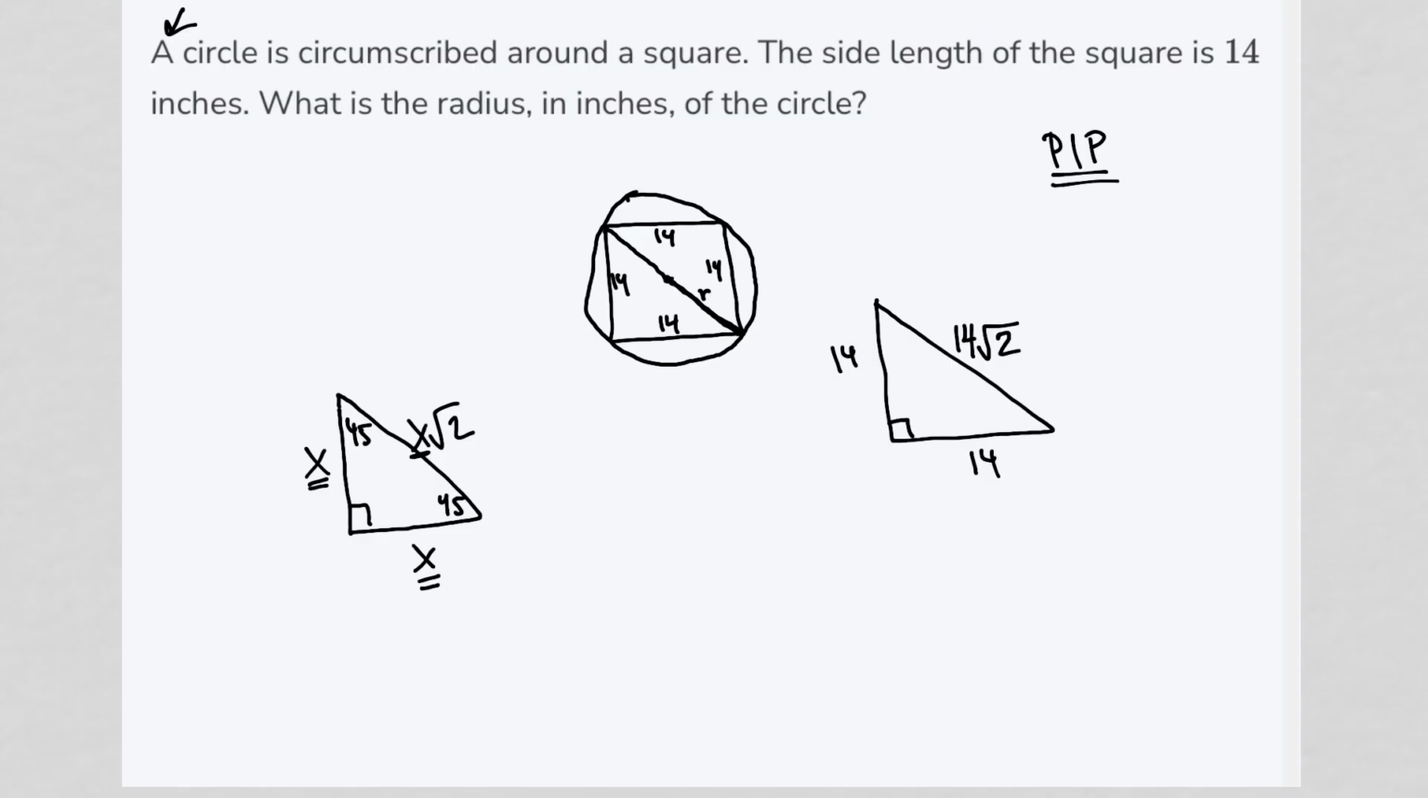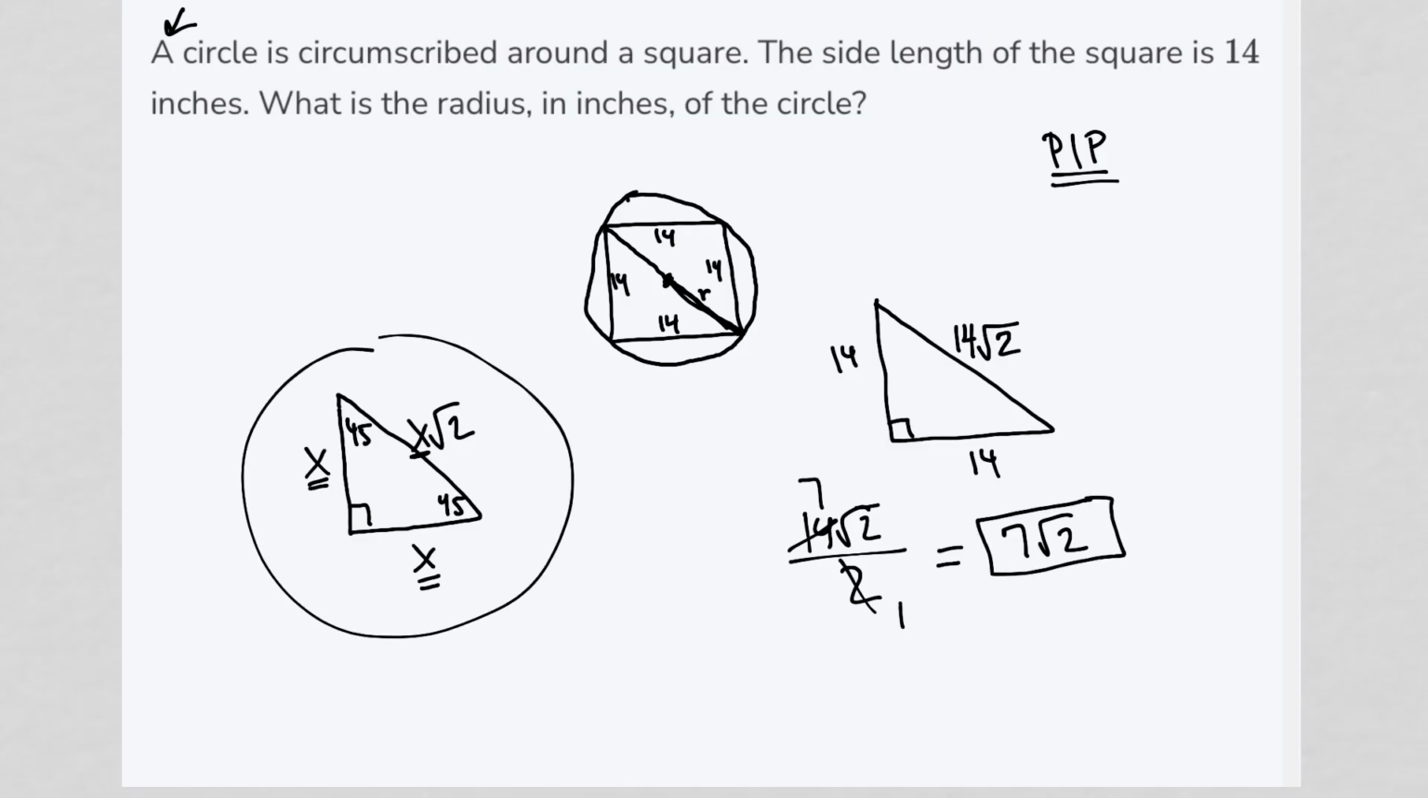And then if I want the radius, which again is just half of that line, I just have to divide that by 2. So 14 square root 2 is the diameter. Half of that would be, 2 goes into itself once, 2 goes into 14 7 times. So the radius here would be 7 square root 2. That is the answer to this question. This is useful to know, so keep in mind that those special right triangles are on your formula sheet.